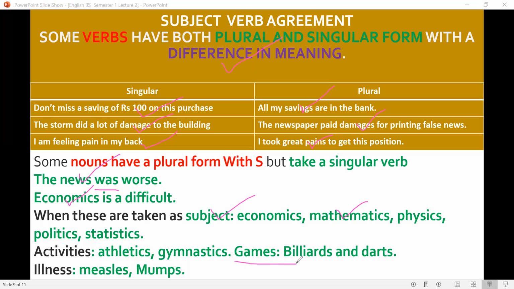and games. Games is used for activities like billiards and darts. Illnesses like measles and mumps. You may refer to my lecture series, Correct Use of English. There is a playlist on my channel, Correct Use of English, for more examples. For more examples, you may refer to these lectures.